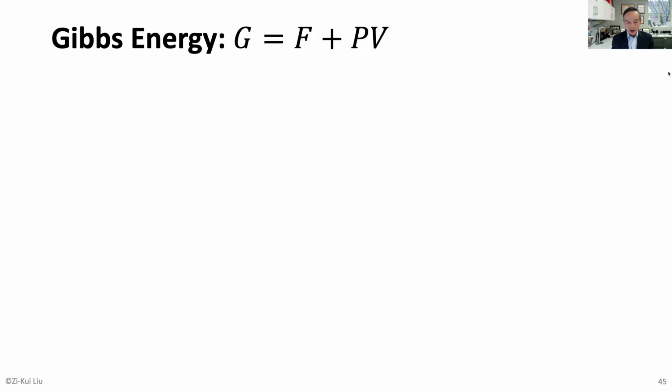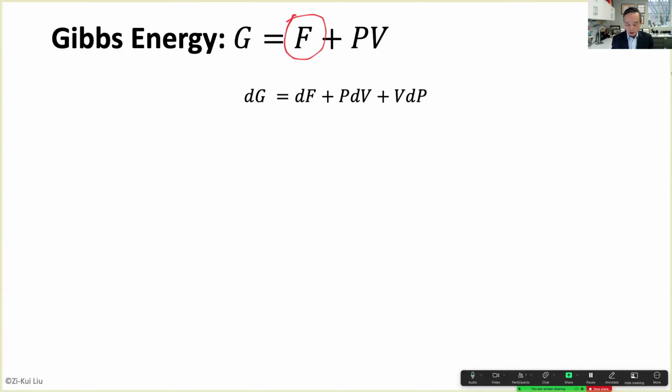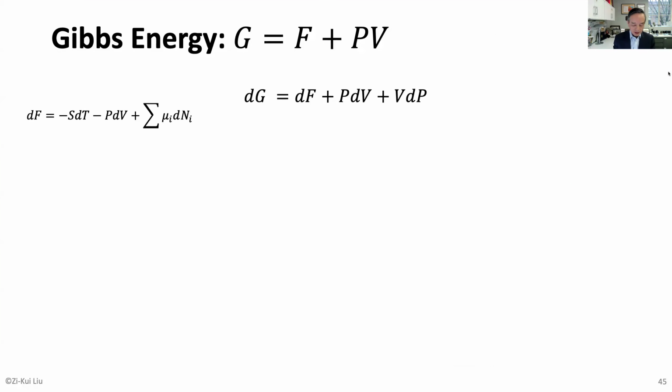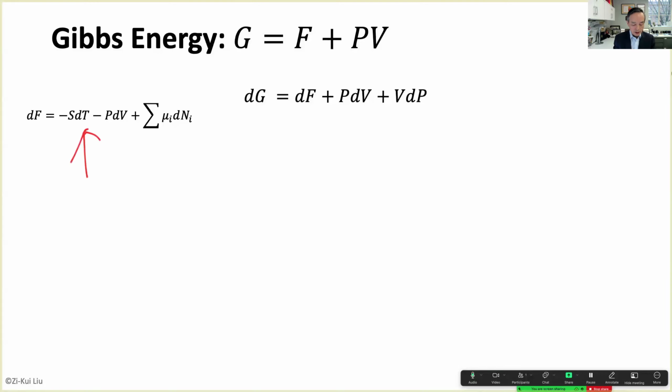All right, so now we get the same mass. Now we use F here instead, right? Because F, remember, F is equal to U minus TS, okay? So that means G is equal to U minus TS plus PV. So two terms combined together, but we use F because we had F already as a function of temperature, volume, and Ni. So now we put this into the equation.